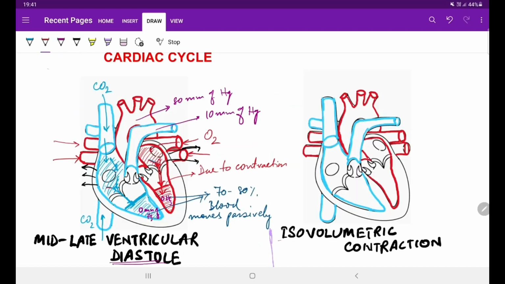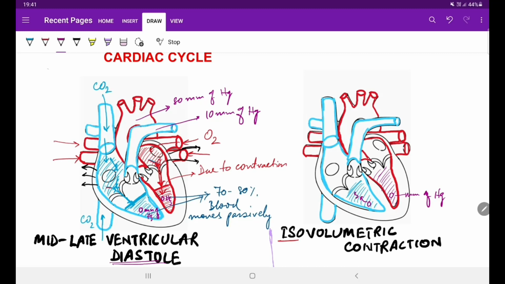Isovolumetric contraction. Iso means equal. Volumetric contraction is said because ventricles are now filled with the blood which has been pumped into them through the atria. The right ventricle is filled with the carbon dioxide rich blood pumped by the right atrium, whereas the left ventricle is filled with the oxygen rich blood pumped by the left atrium. Also, we know that the ventricles are at 0 mm of Hg pressure, which is very less as compared to the pressure inside the aorta and the pulmonary artery.